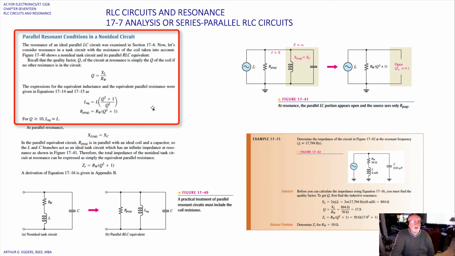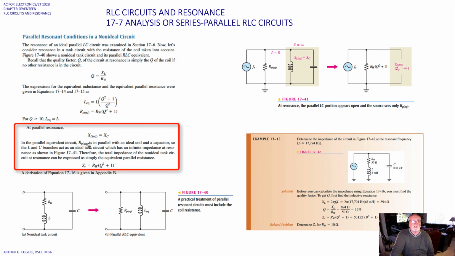The next section talks about a non-ideal circuit. Again, you have your relationship for Q. You've got your relationships again for your equivalent circuits. At parallel resonance then, X sub L is approximately equal to X sub C. So your equivalent X sub L is equal to X sub C at parallel resonance.